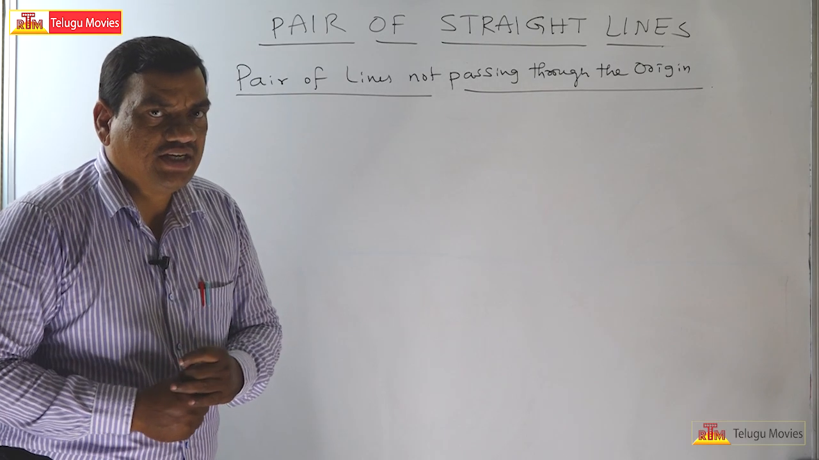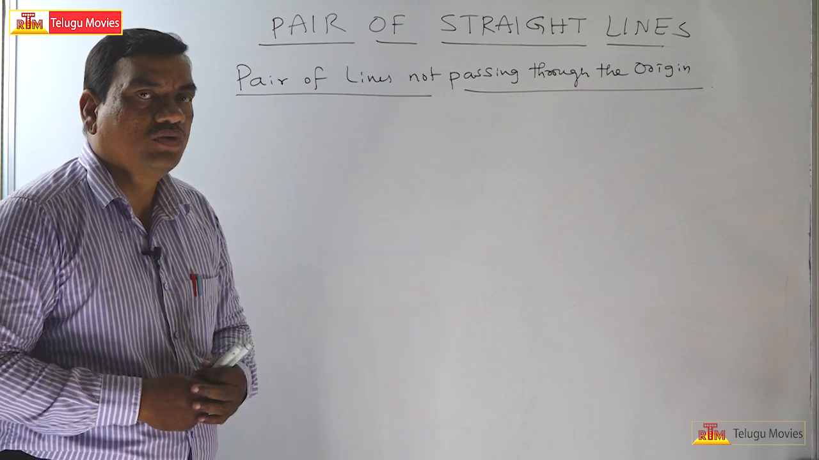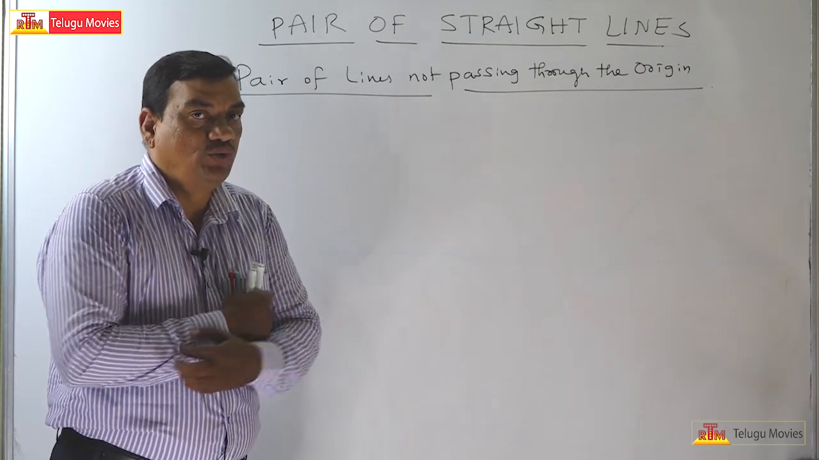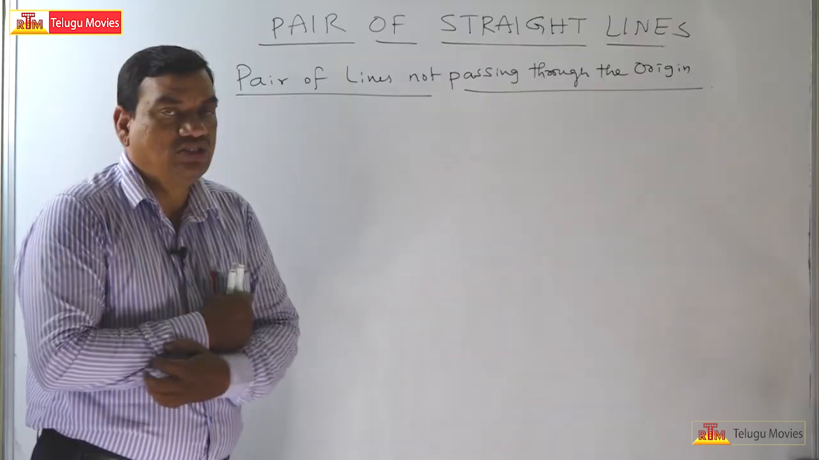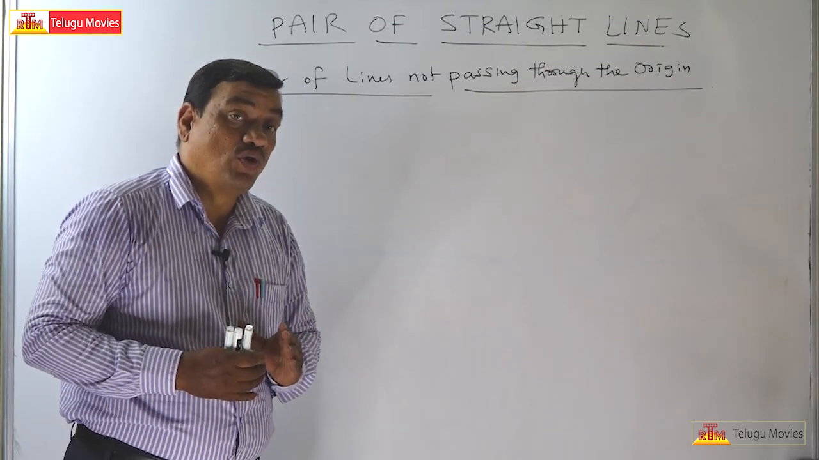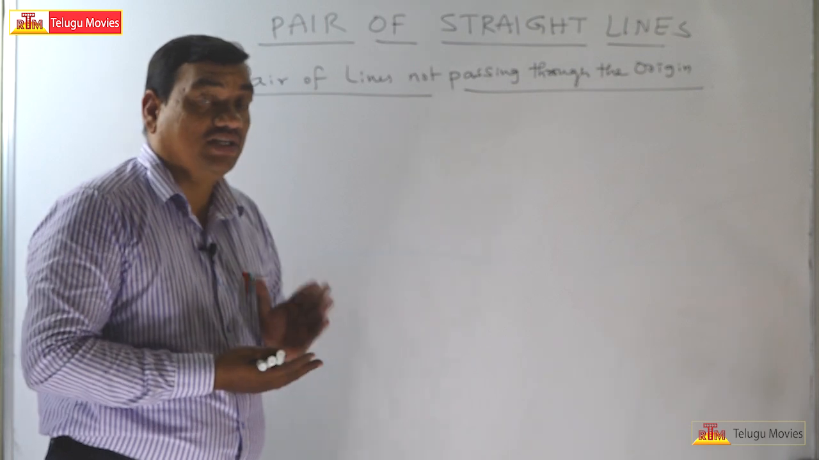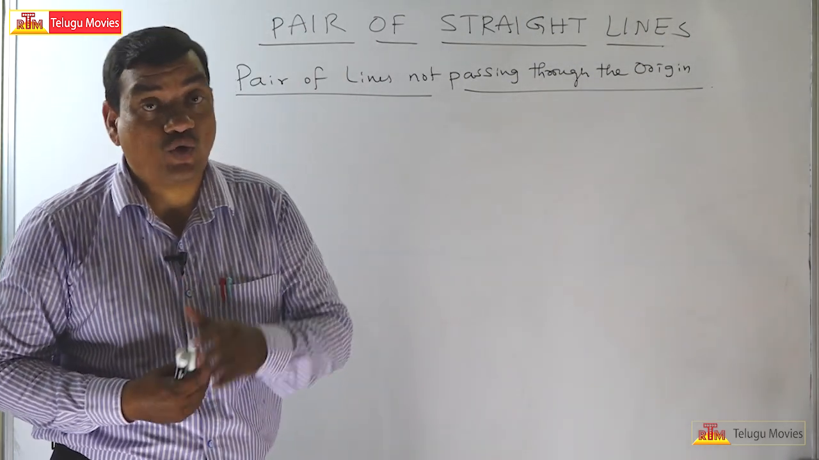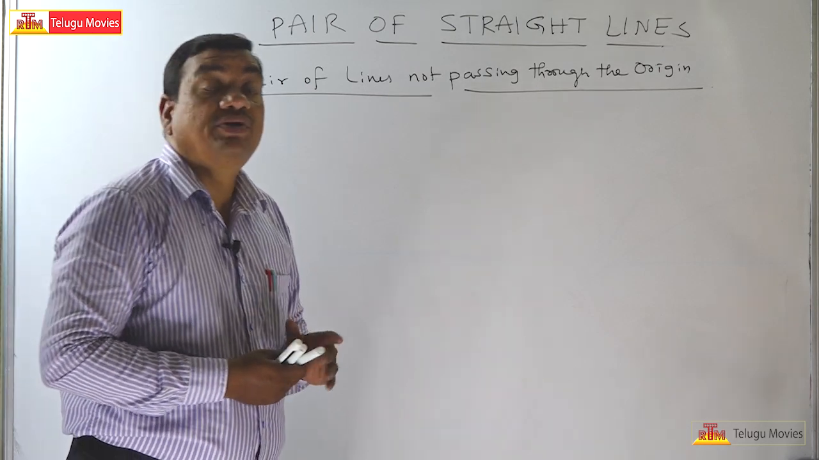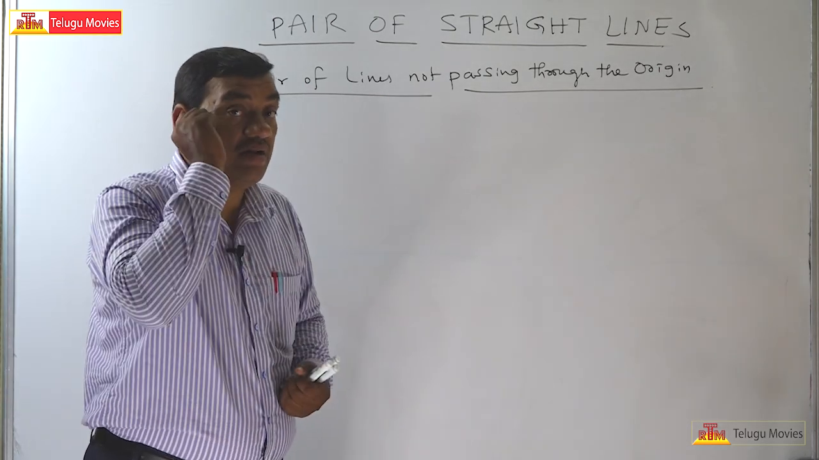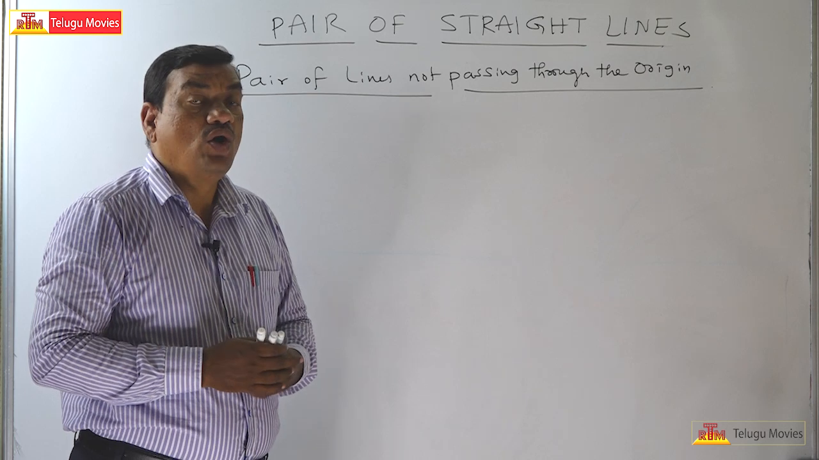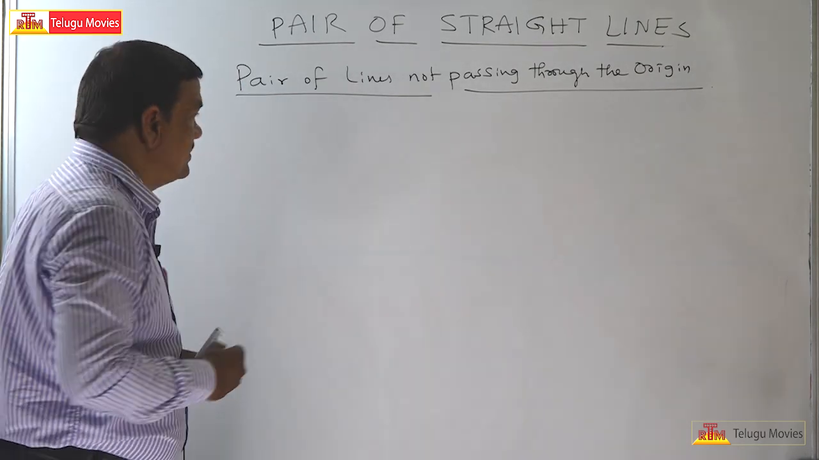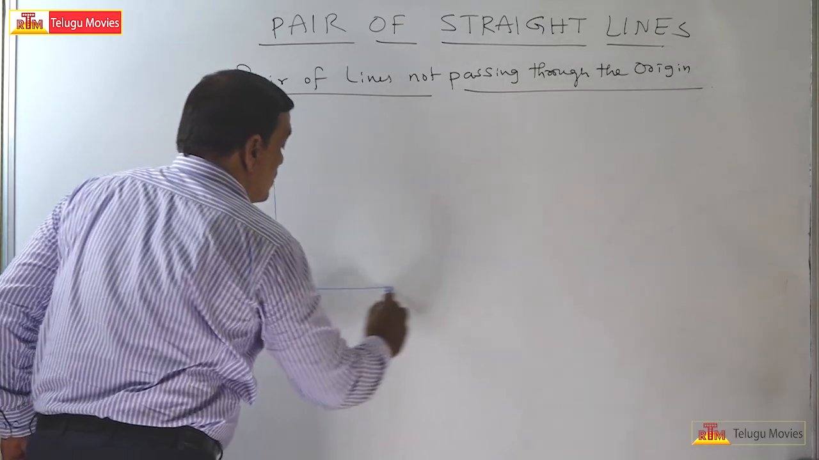So, dear students, so far we have seen the equations of all the pairs of lines passing through the origin, the angle between them, and the conditions: the perpendicular condition, the parallel and coincidence conditions, the angle between them, and the pair of angle bisectors. Now, let us see the equation of the pair of lines which does not pass through the origin.